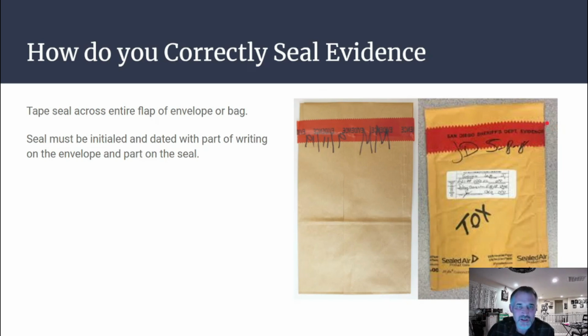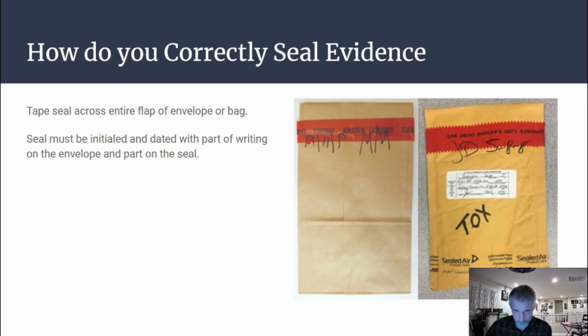The seal must be initialed and dated with part of the writing on the envelope and part of the writing on the seal. So if you take a look, it looks like they have a date here and then the initials MM, or here it's JD with a date. And those dates and initials are important because if this seal gets broken, either inadvertently or intentionally, and somebody tries to reseal it, if it's not perfectly lined up, we can tell, hey, this looks like this seal's been tampered with, and the people in the lab can make a note of that at the very least, or bring it to a supervisor at the worst if they think it's been tampered with.